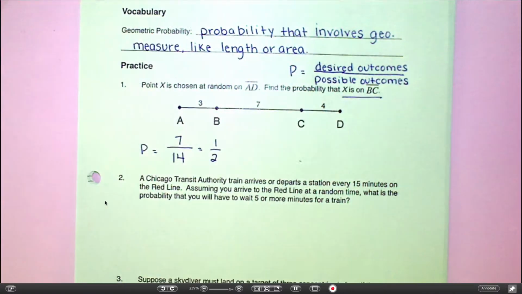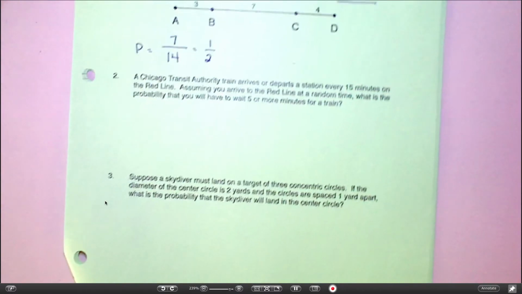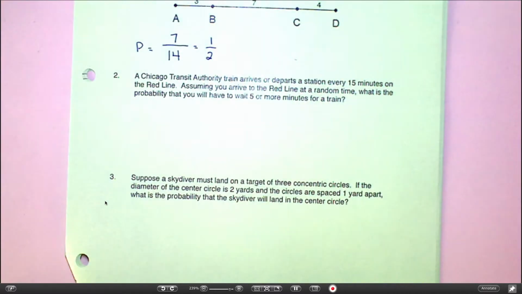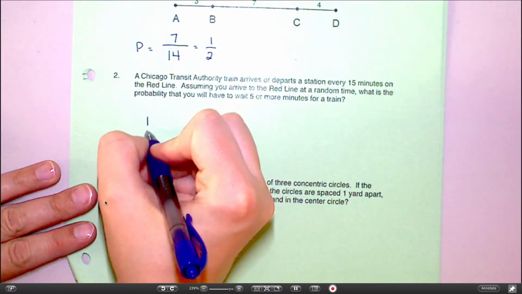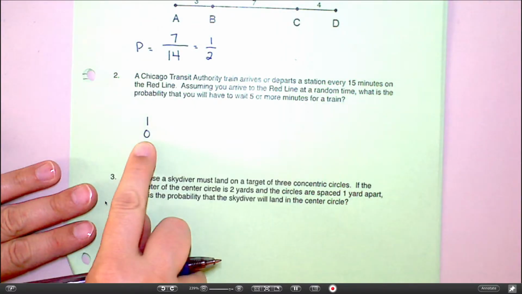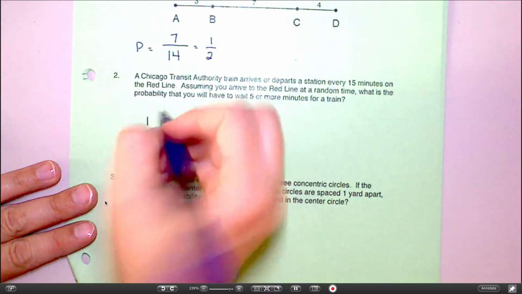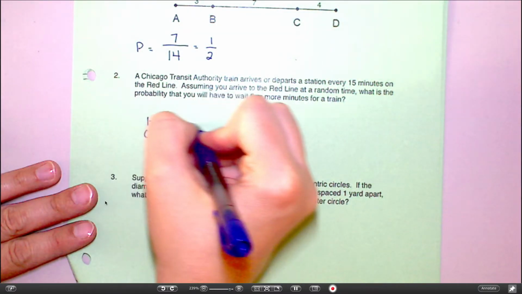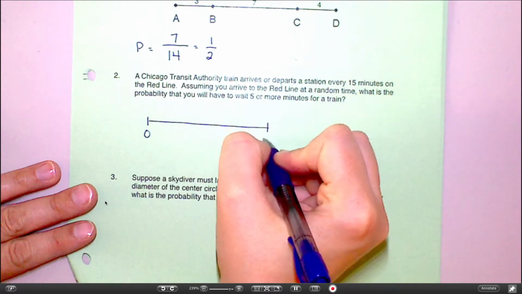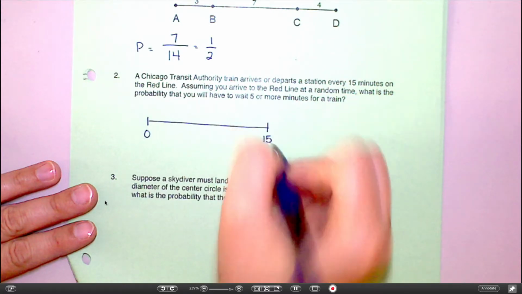A Chicago Transit Authority train arrives or departs at a station every 15 minutes on the red line. Assuming you arrive at a random time, what is the probability you'll have to wait 5 or more minutes for a train? So here's what I would do with this one. I would say this is when one train leaves, and down here is when the next train arrives. So that's 15 minutes in between, right?